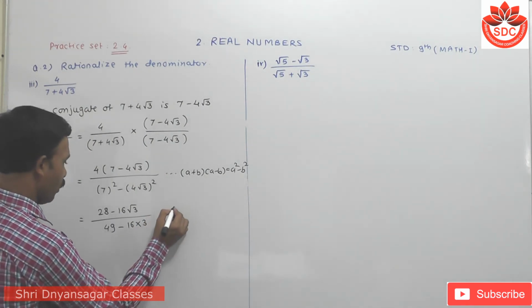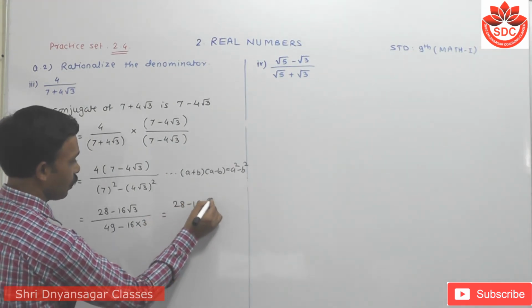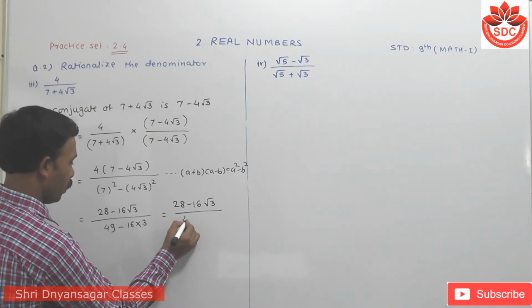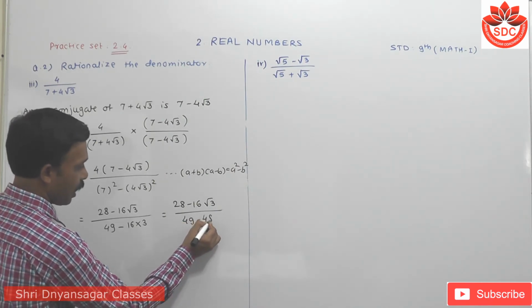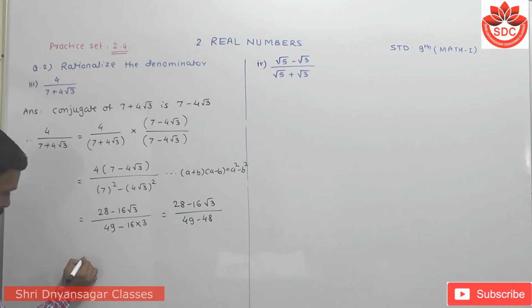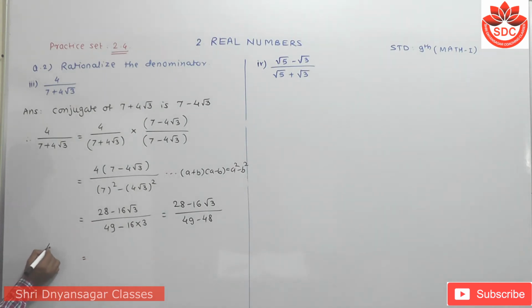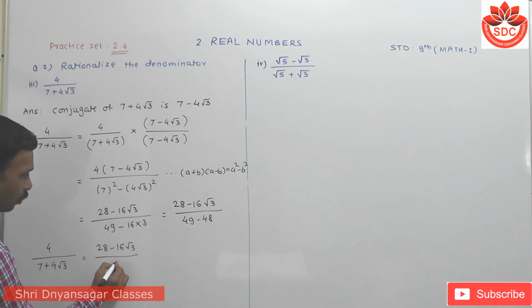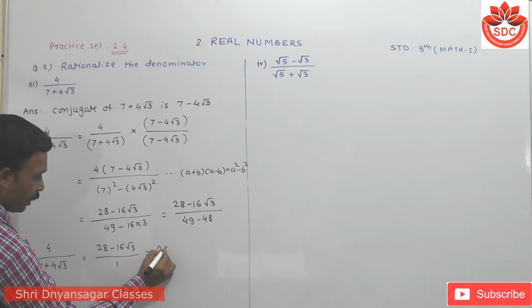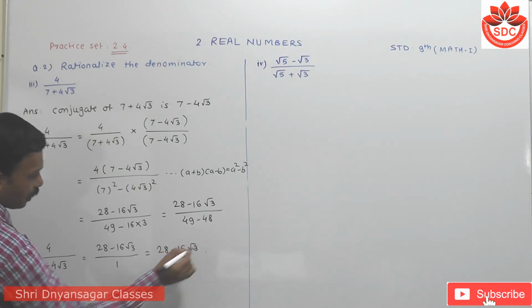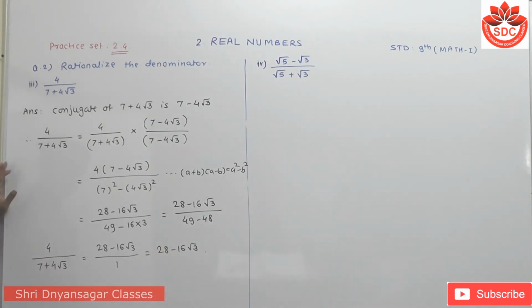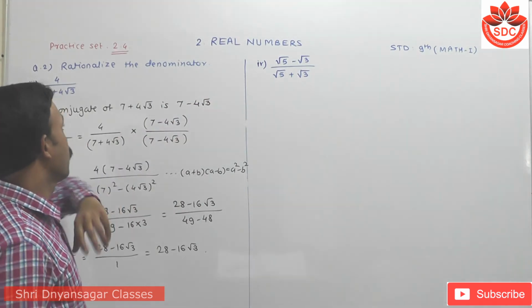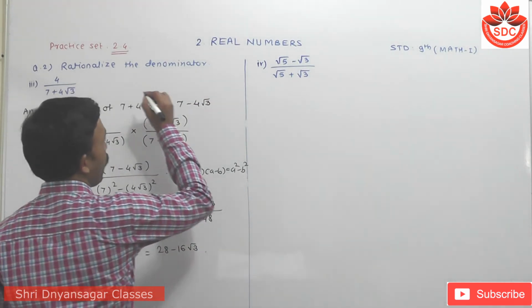Then this value becomes 28 minus 16 root 3 upon 49 minus 16 3s are 48. So the answer is: 4 upon 7 plus 4 root 3 is equal to 28 minus 16 root 3 upon how much? 1. That is, 28 minus 16 root 3 is the answer of this question. Then we take the last sub question of question second and also of this practice set.